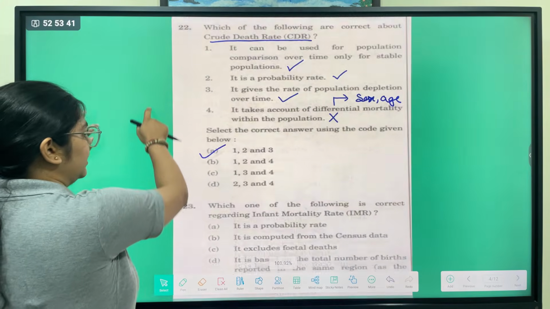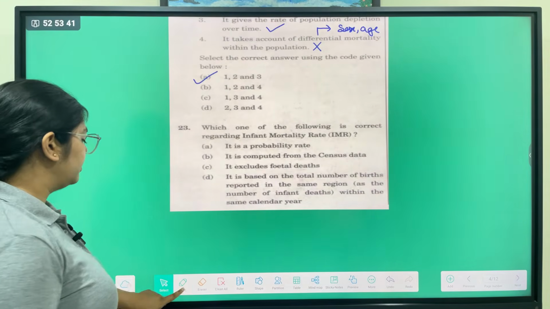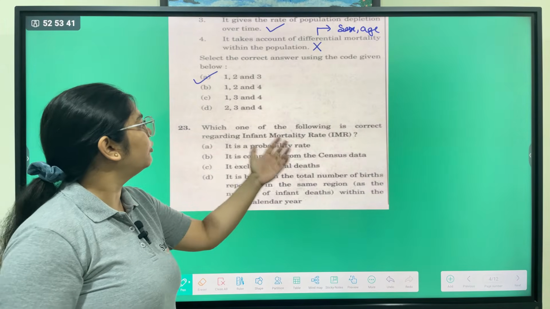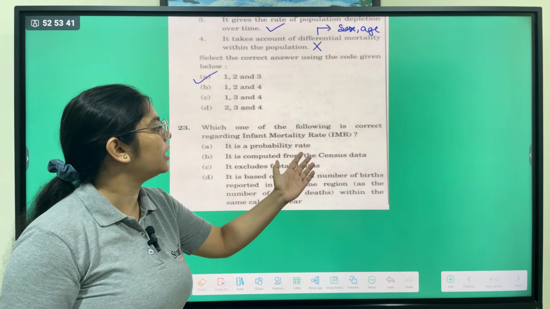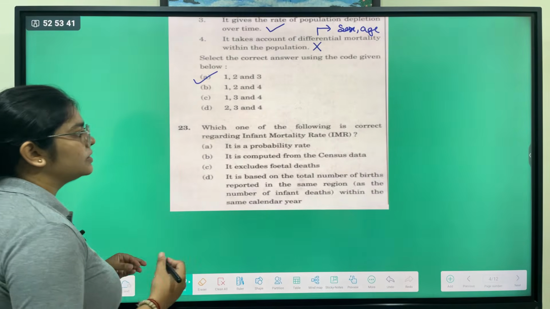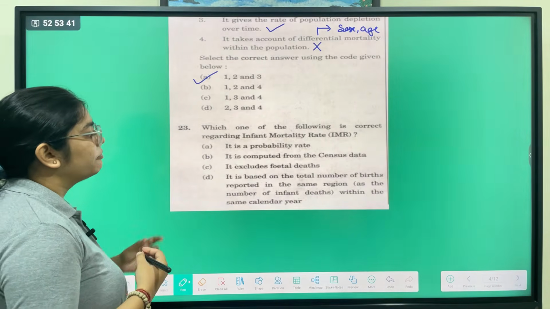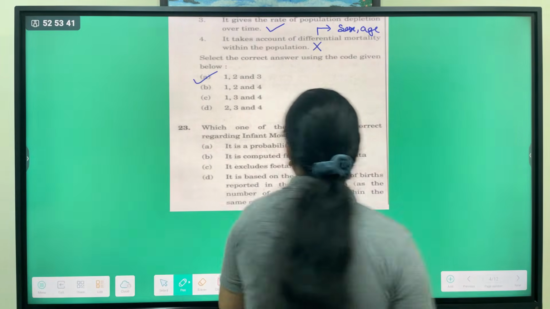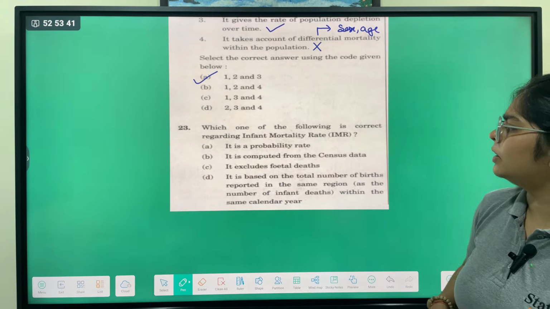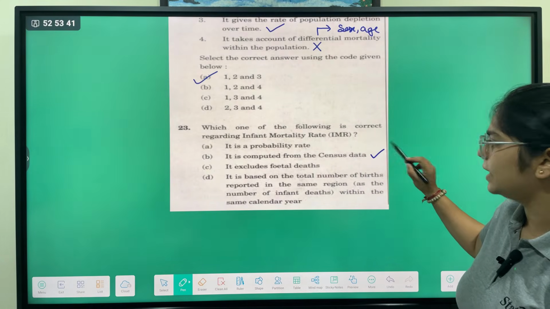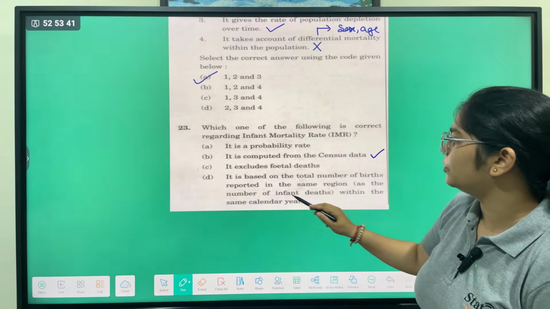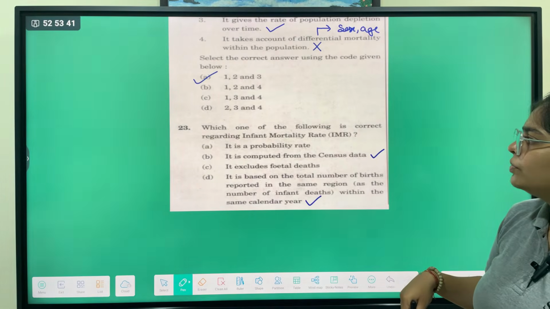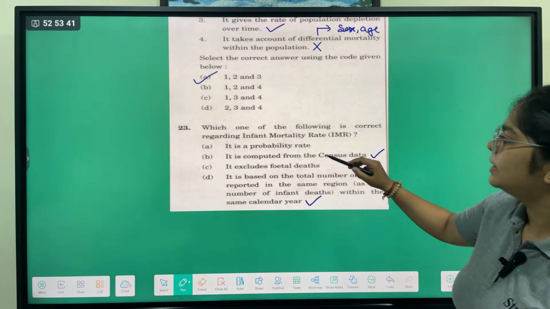Now moving towards another question from the demographic rates and ratios. Which of the following is correct regarding the infant mortality rate, IMR? When we consider the infant mortality rate, which one is correct? So here, if we see this, that it is computed from census data. Yes, that is true. It is based on the total number of births in the same region within the same calendar year. Yes, that is true. It is a probability rate.